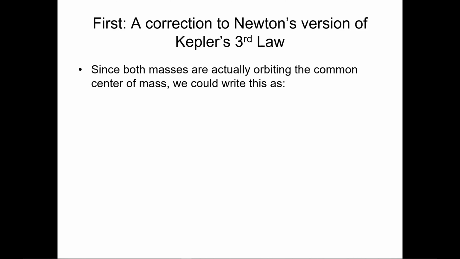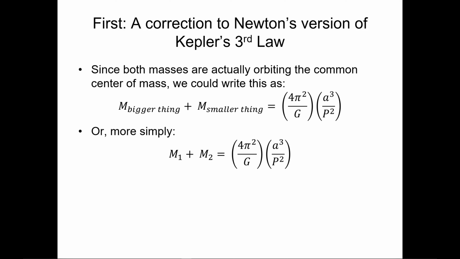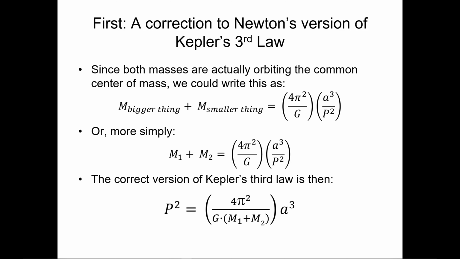Sometimes we'll have to consider the mass of the smaller thing, especially if we have a binary star system. So we could just call it M1 plus M2 is going to equal that. So that gives us the sum of the masses. And then the more correct version of Kepler's third law looks like this. P squared is 4 pi squared over G times M1 plus M2 times a cubed.